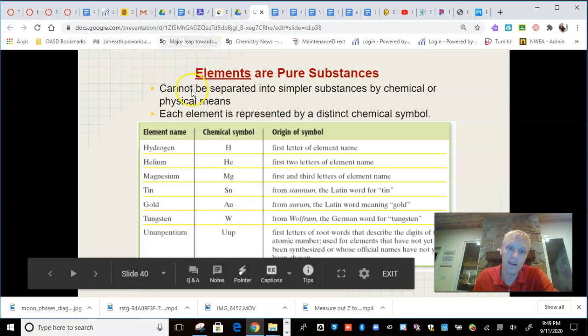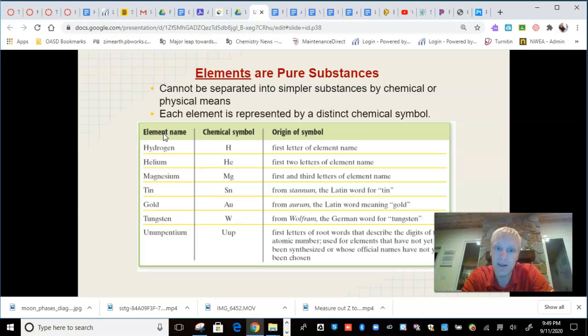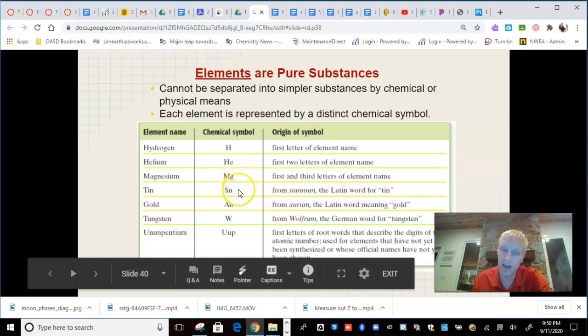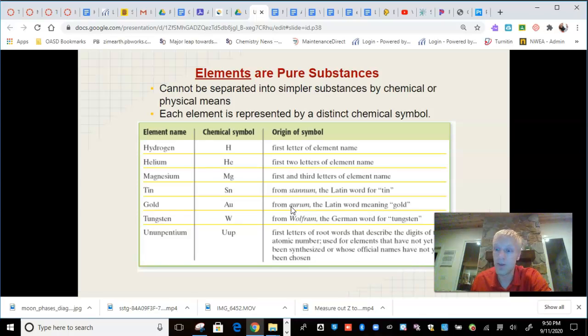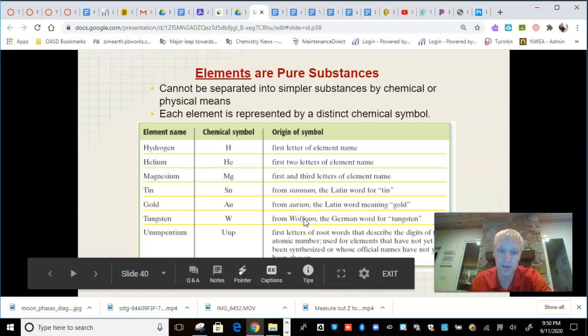So, well, let's go over the fun facts. Typically, an element on a periodic table is represented by the letter that it starts with, like hydrogen is H, lithium is Li, a lot of times 2 letters, helium is He, sometimes it's the first and third letters, like magnesium, Mg. Other times it is the Latin, so we have stannum is Sn for tin, and aurum is Au for gold, and then you have German ones, Wolfram for tungsten, so it's W.